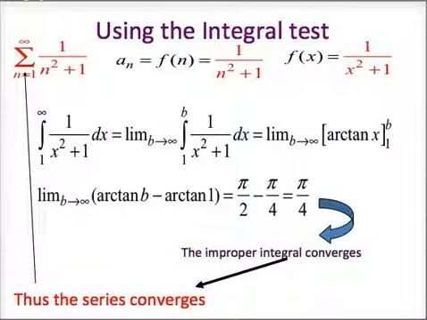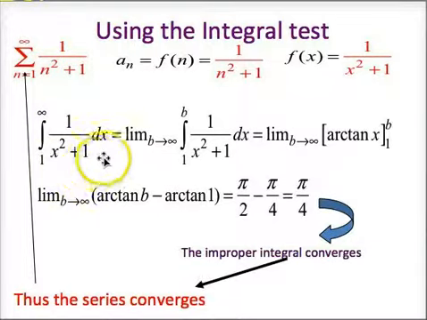Here is another example, close to the first one. We're looking at this series right here, from 1 to infinity of 1 over n squared plus 1. Here is our sequence, and we're going to switch that into a function of x. Then we are going to integrate this function of x between 1 and infinity, just like the series was, from 1 to infinity.